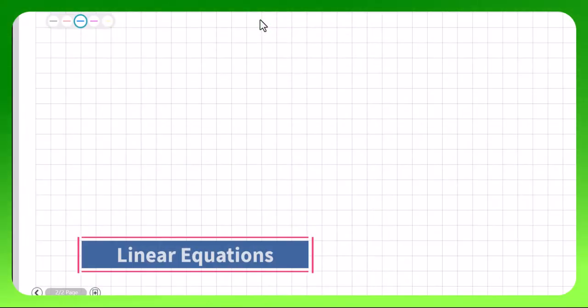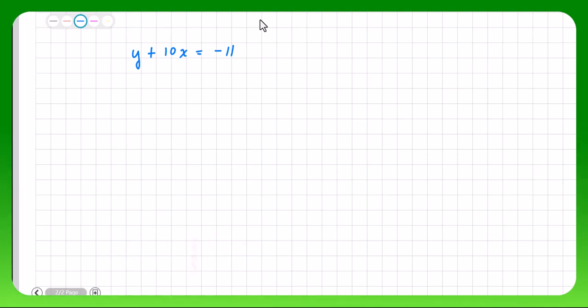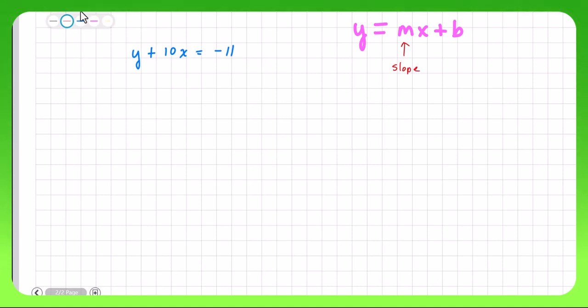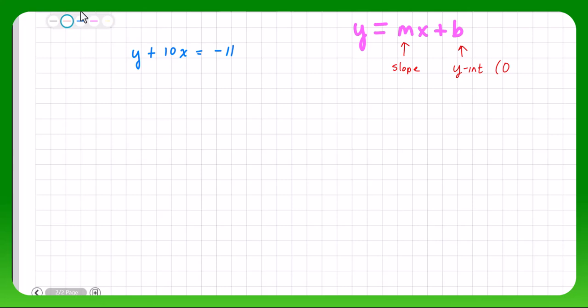All right, let's say that I am given this equation, y plus 10x equals negative 11, and I want to actually figure out what's the slope, what's the y-intercept, and graph it. So I know that if an equation is in this form, y equals mx plus b, then whatever is on the x variable is the slope, and whatever is by itself, the number, is the y-intercept. And remember, the y-intercept is where x equals 0, and then y will be that value.